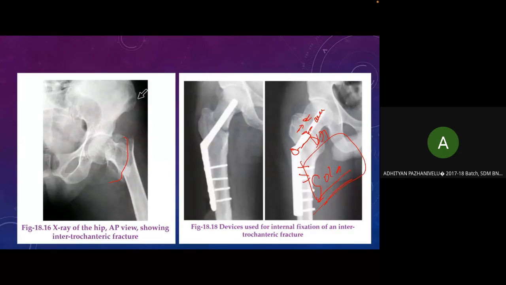This is a static hip screw because there is no movement mechanism. This acts by the principle of holding the force. This acts on the principle of body weight. And this we have an intramedullary nailing with interlocking.